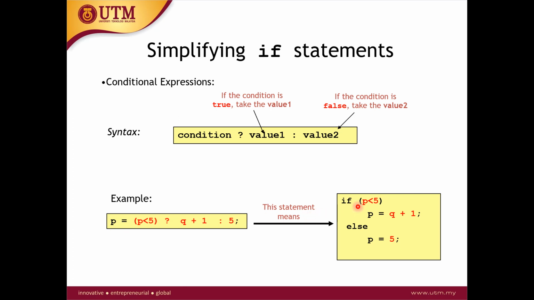So you can say if p is less than 5, this is the condition. If it is true, p equals q plus 1. If it is false, p equals 5. So this p takes the result of this condition altogether.